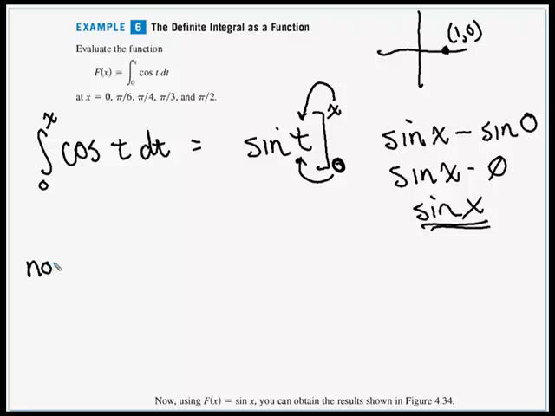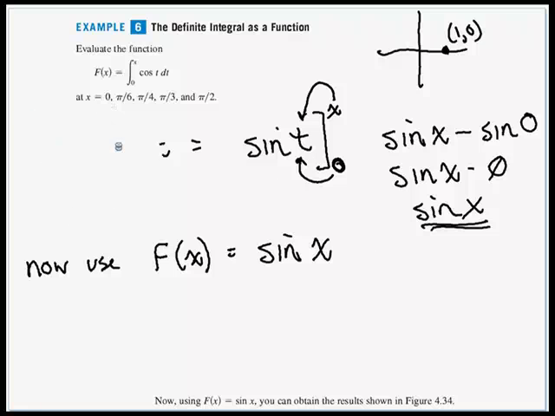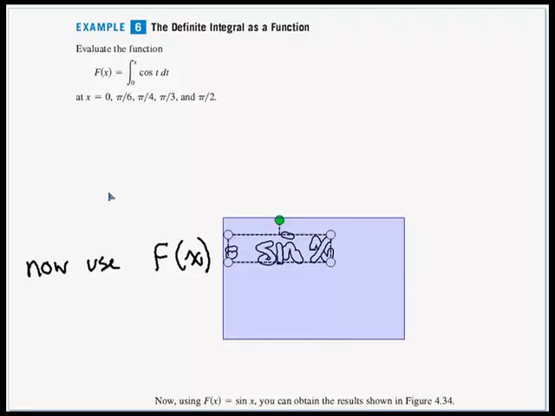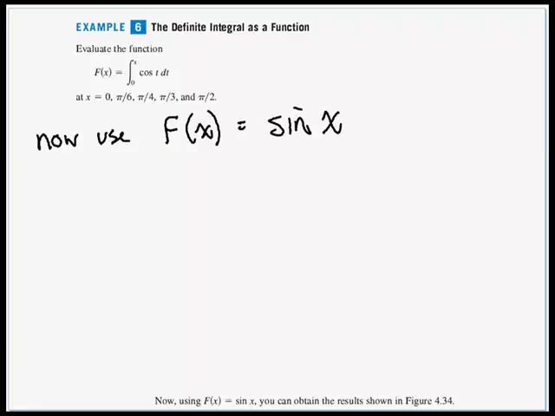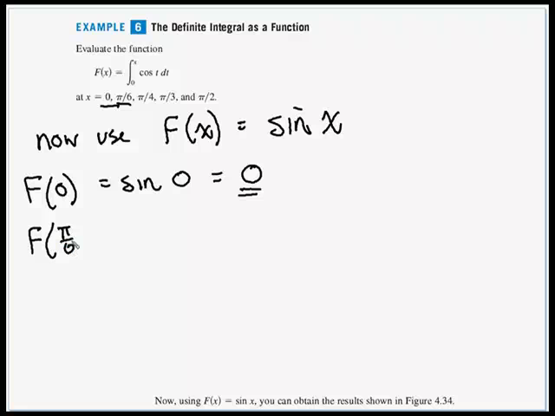So now we use f of x equals sine x. So we can just start plugging in these given x values. And let me clear a little space here. So we plug in our first x value, 0. F of 0 is just sine of 0, and we just said that value is 0. We can plug in pi over 6. F of pi over 6 equals the sine of 1/6 pi, and that's equal to a half.